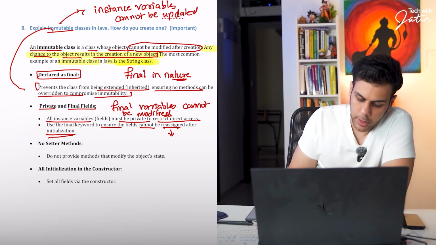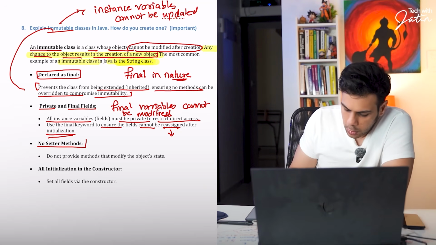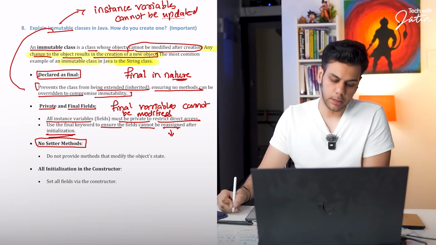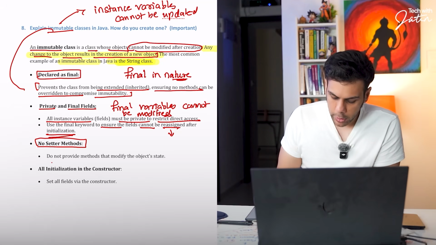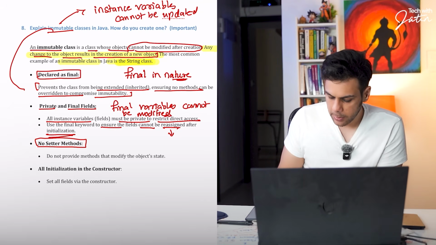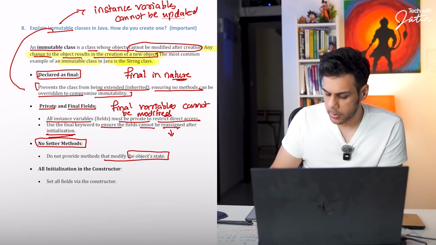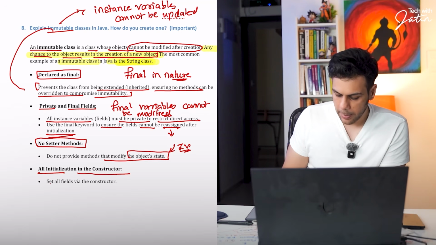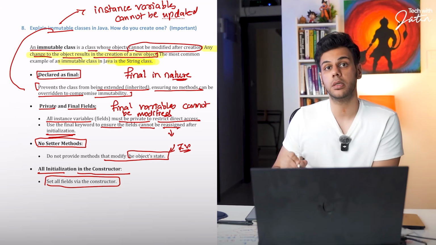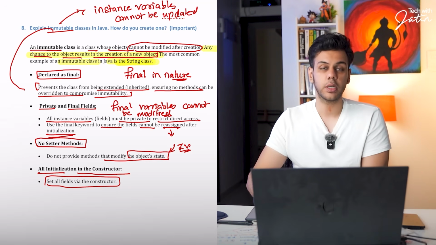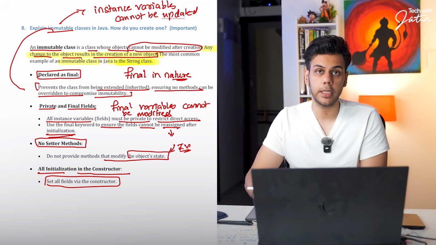Also, immutable classes are not going to have any setters. So setters are not going to be present in your immutable class. Do not provide methods that modify the object's state or instance variables. All the initialization is going to happen with the help of constructors, so set all the fields via constructors only. All right, so these are the steps for creating an immutable class in Java.